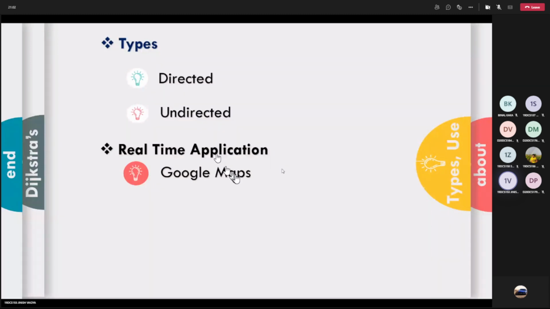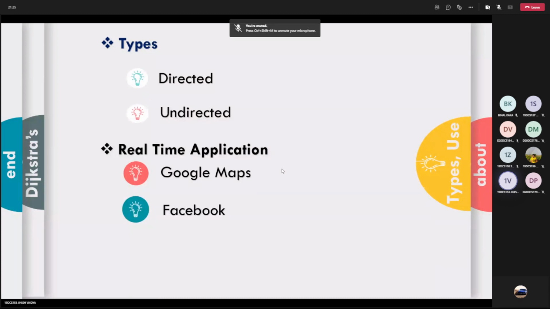Now, real-time applications of graphs. First, Google Maps. Google Maps uses a graph for building the transport system, where the intersection of two roads is considered to be a vertex, and the road connecting the two is considered an edge. Between two vertices, the connections are called edges.